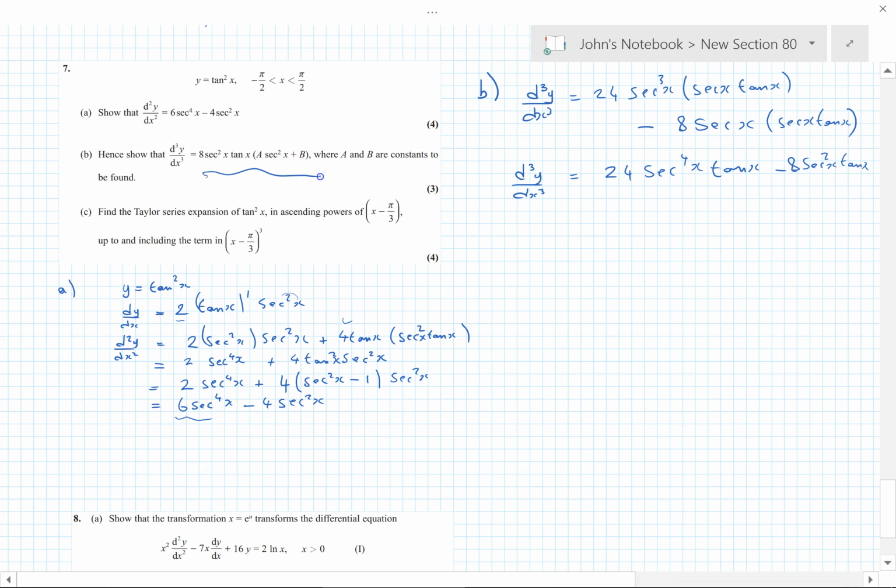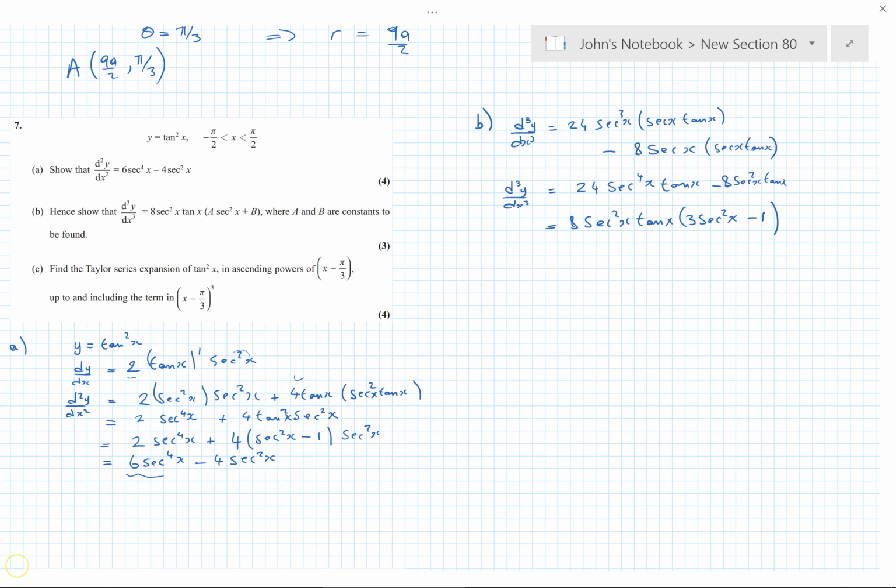And they said write it in this form, so we can take out the factor of 8. We're kind of reassured that we can write it in that form now. That's sec squared x tan x. That will make it 3 sec squared x minus 1.